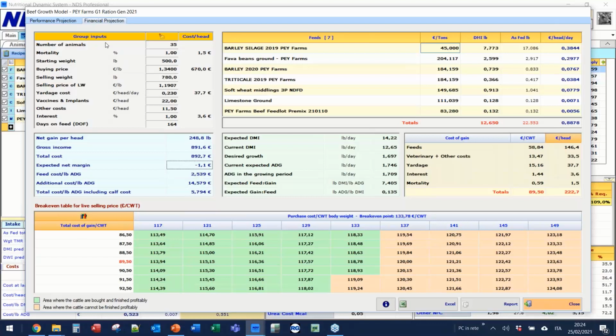This is what we did. It is quite complicated to have good predictions for beef animals. But we continue to monitor several diets, and we continue to make some comparison and some validations of what we are doing.